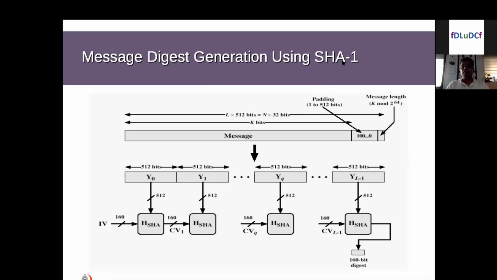The SHA family, or what you call the Secure Hashing Algorithm family, has several versions. One of the versions is called SHA1, version 1. SHA1 has 160-bit hash values for the digest. In addition to that, there are others called SHA224, SHA256, SHA512, and so on.